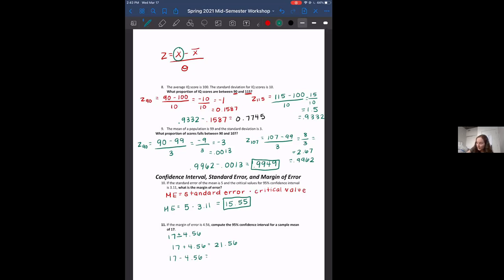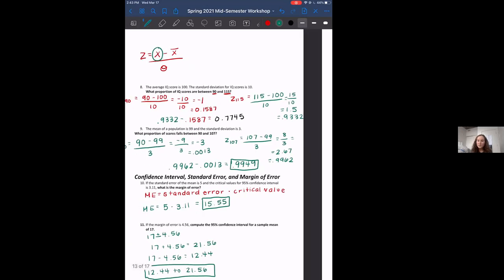12.44. Good. Okay. So our answer is going to be, so this is how you write it out. It's going to be 12.44 to 21.56. And then that's the answer. Does anyone have any questions on that? No? All right. So let's move on.